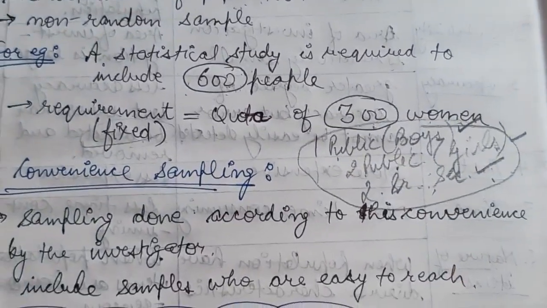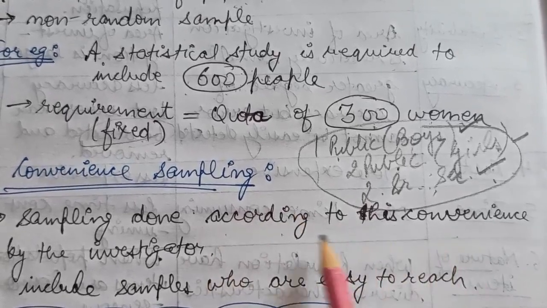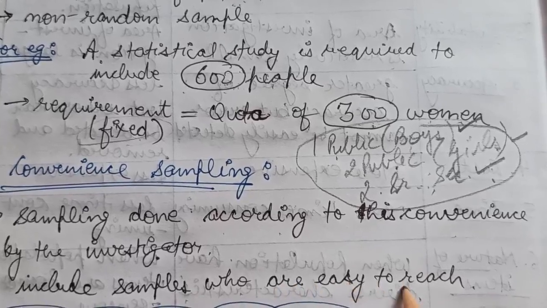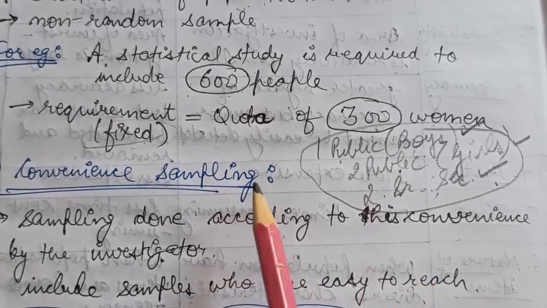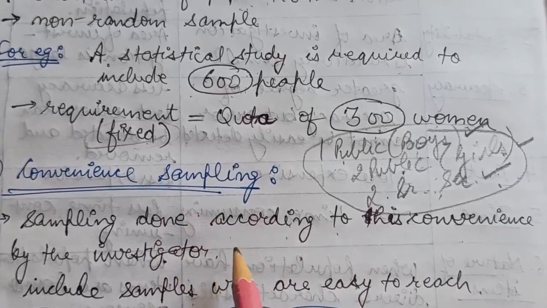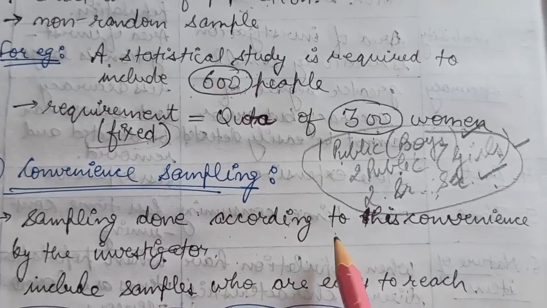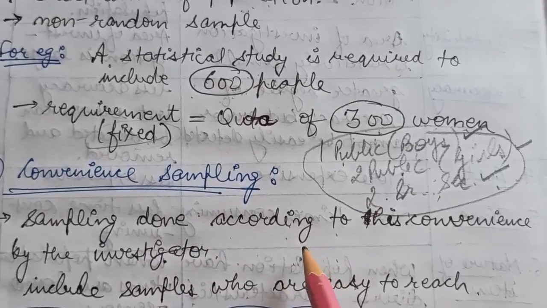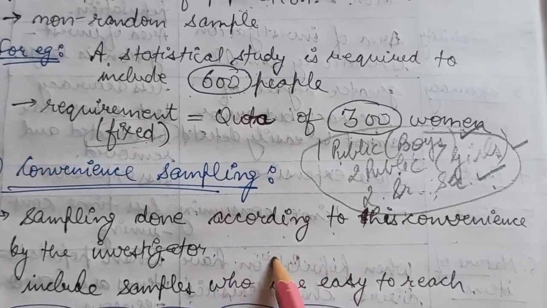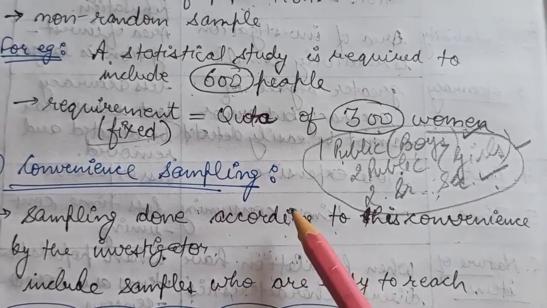The next one is the convenience sampling. Now this is the method of sampling which is done according to the convenience of the investigator, and it includes samples who are easy to reach. That is, in this method of sampling, the investigator will base his study according to his convenience. Suppose an investigator wants to collect data about the consumption expenditure of certain people. Now according to his convenience, he will make contact with the people living in his neighborhood. So he will collect the data from them and will base his study on the answers given by them. So this is the convenience sampling.